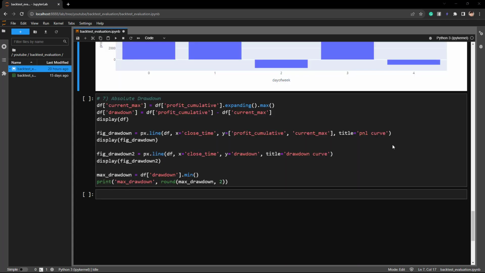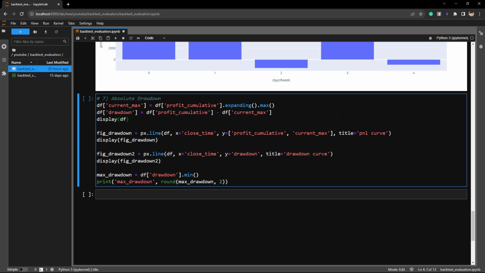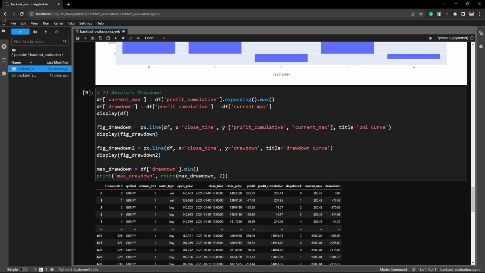So in this last point, I'm going to show you how you can calculate the absolute drawdown of a strategy. And how it works is we have to calculate the maximum achieved balance on a strategy. So the maximum would be calculated by taking the cumulative profit and using expanding.max, we will get the maximum value for the current period. So let's quickly run this to show you what it means.